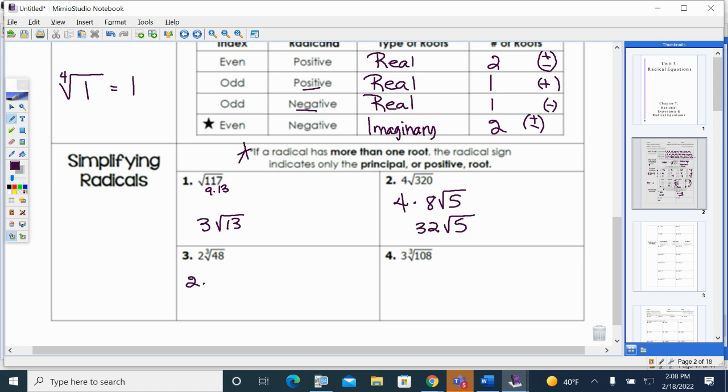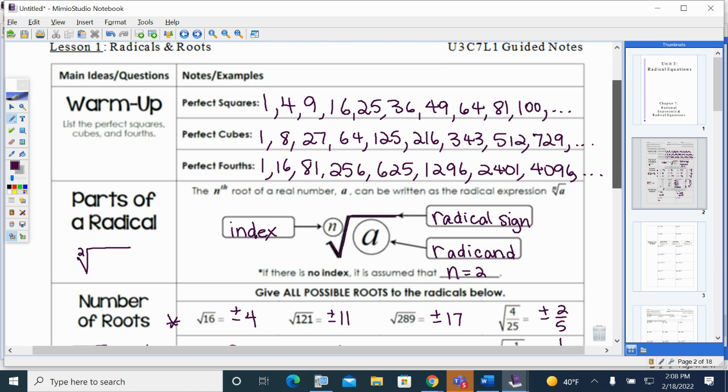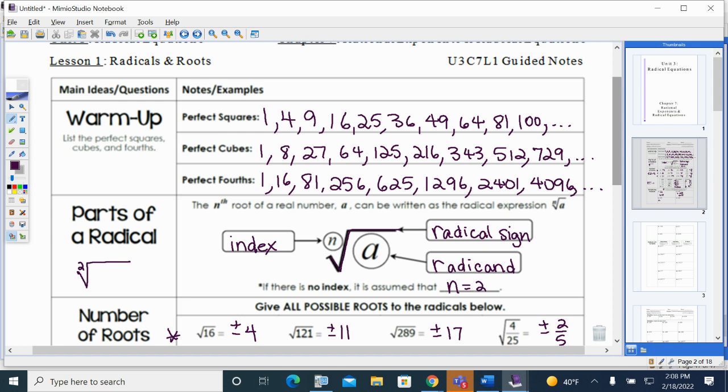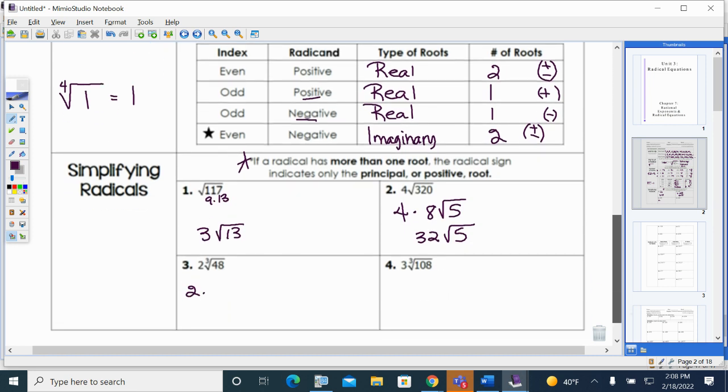And you've got to go back to that list of perfect cubes. And this is where it gets harder to do this in your head because we don't know our perfect cubes like we know our perfect squares. So is 8 a perfect cube that's a factor? Is 27 a perfect cube that's a factor? Is 64 a perfect cube a factor?